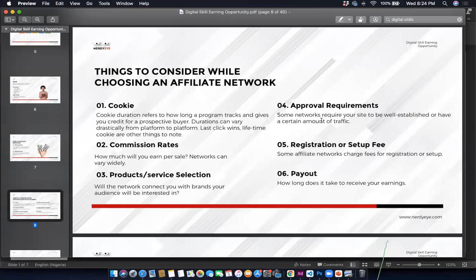The approval requirement sometimes is, and what I just spoke about is the registration or setup fee. Why approval requirement is sometimes required: some affiliate networks or programs require you to have a site and have huge traffic before they approve you to become an affiliate.